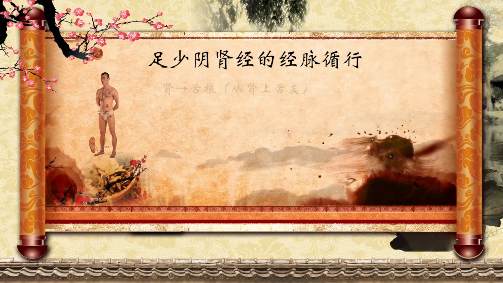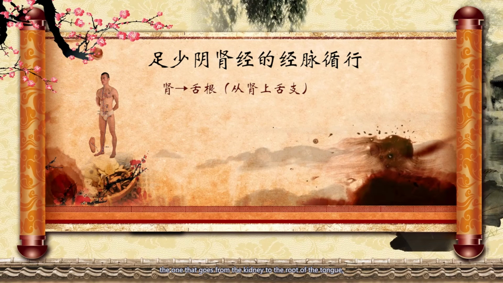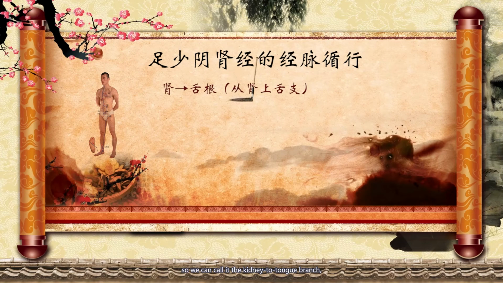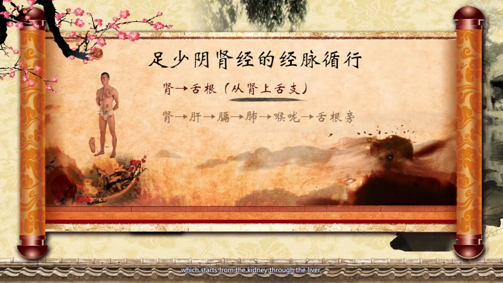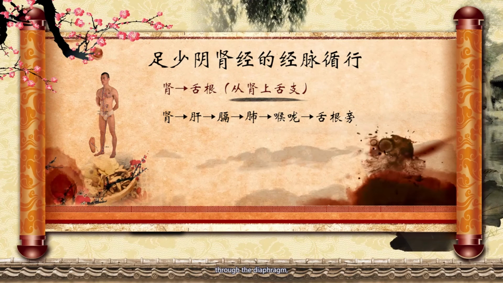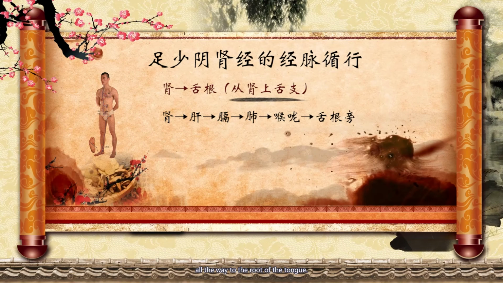The second one goes from the kidney to the root of the tongue. So we can call it the kidney to tongue branch, which starts from the kidney, through the liver, through the diaphragm, and then to the lungs, up through the throat, all the way to the root of the tongue.